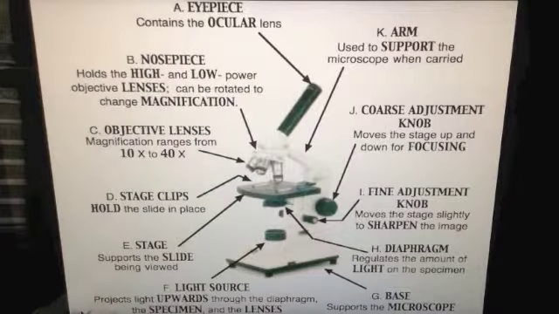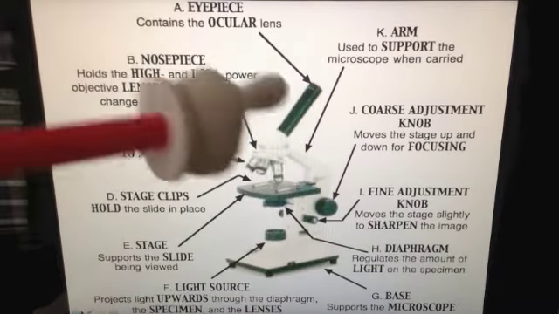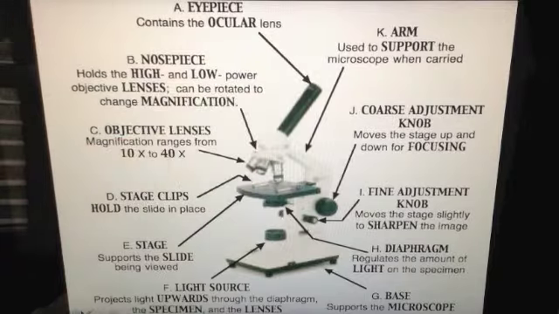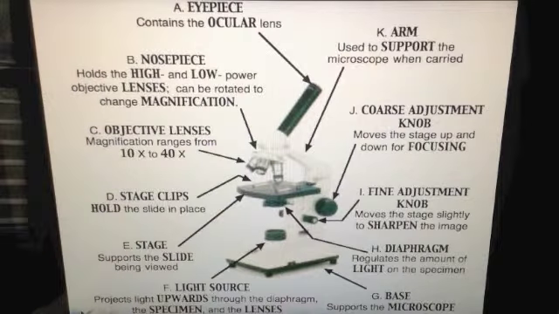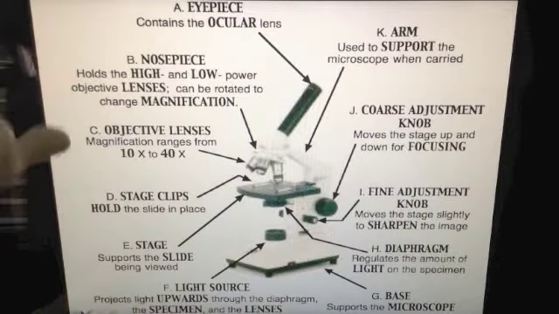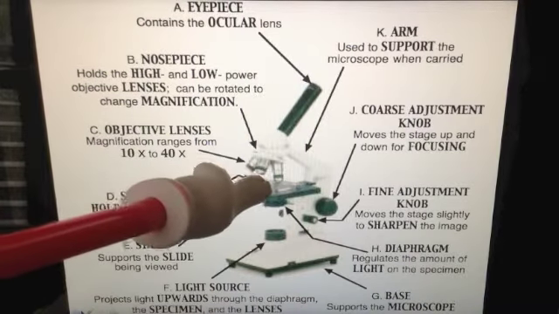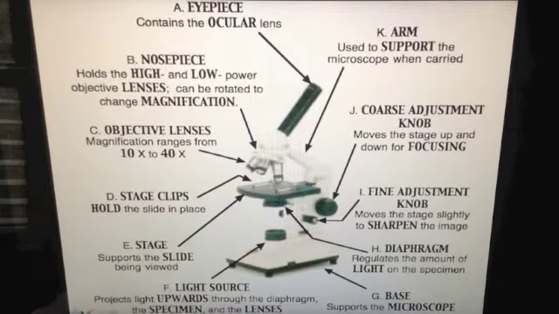Some of the parts and functions of the microscope is A, the eyepiece, which is located right there. It contains the ocular lenses. The nose piece, as you can tell, it is right here. It holds the high and low power objective lenses. They can be rotated to change magnification. The objective lenses, which are located right here, those three.